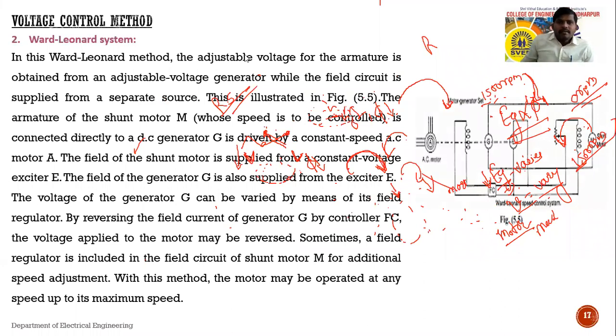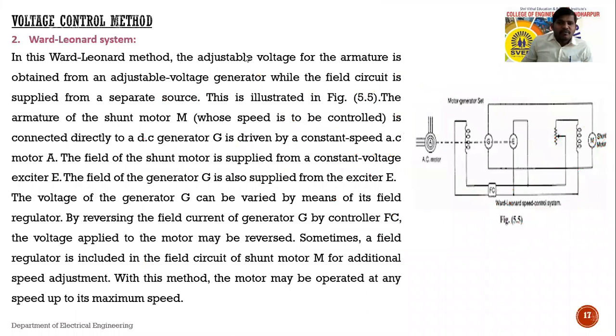Here we are able to control the speed of a DC shunt motor in a wide range in both directions. If our speed control requirement is from 0 to maximum in the clockwise direction for some time, and from 0 to maximum in the anti-clockwise direction for some time, at that situation I am able to use this technique.